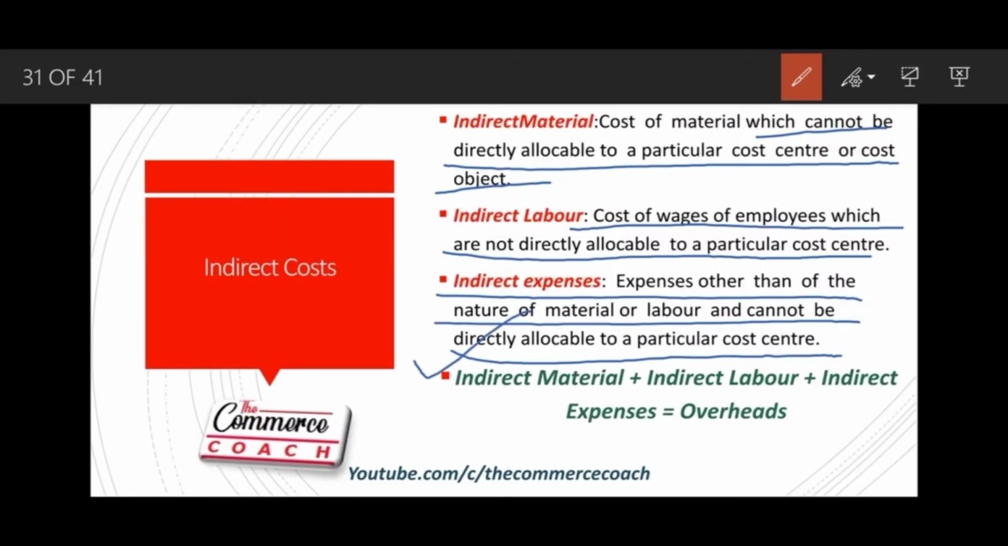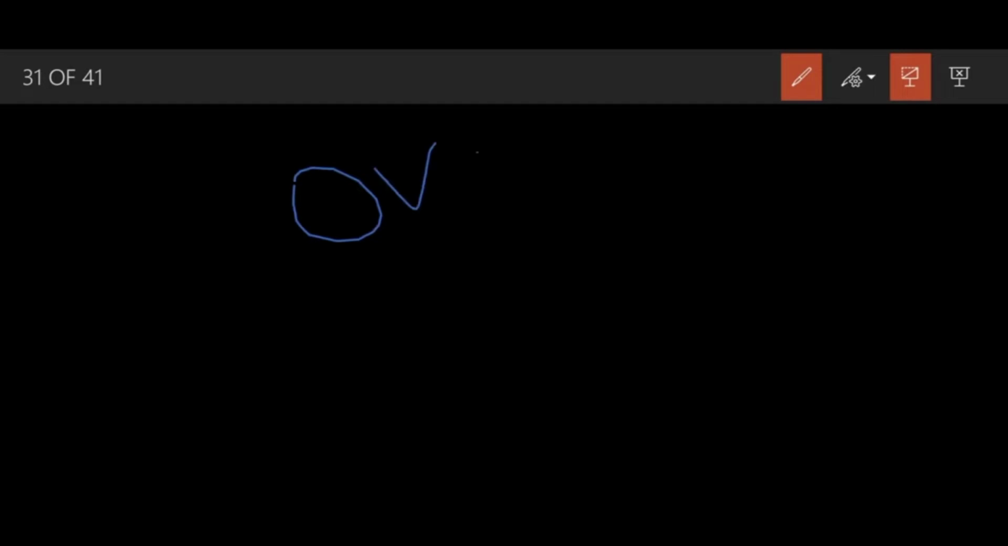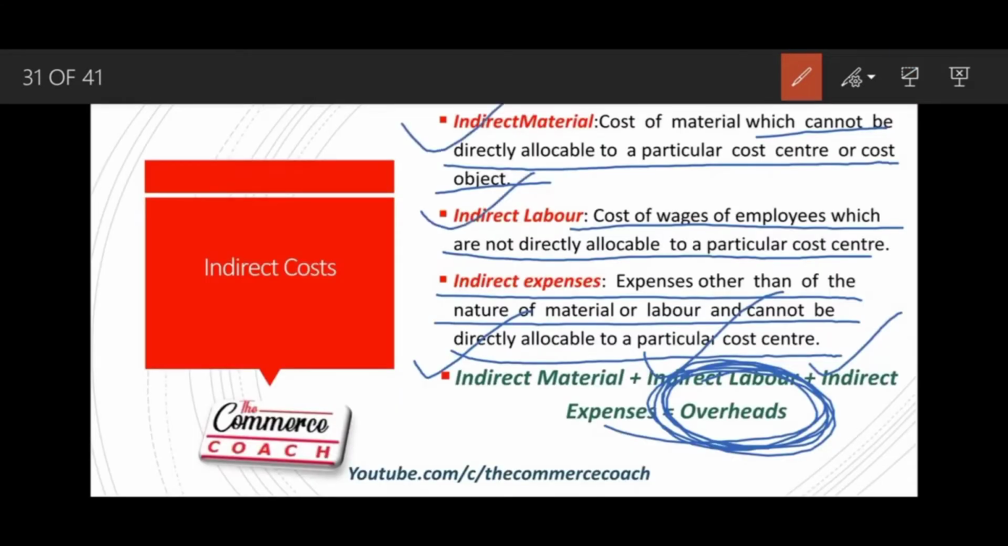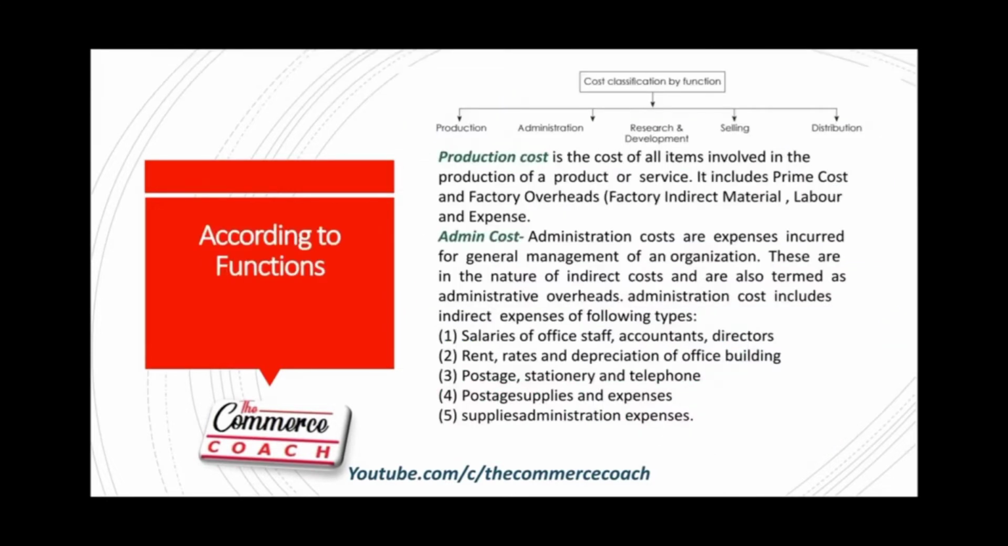Now if we add indirect material, indirect labor and indirect expenses, we will get overheads. This is a new word for you, overheads. Overheads is a separate chapter in intermediate and it will be dealt with at the final level as well. So keep an eye on overheads. Overhead is a summation of indirect material, indirect labor and indirect expenses.